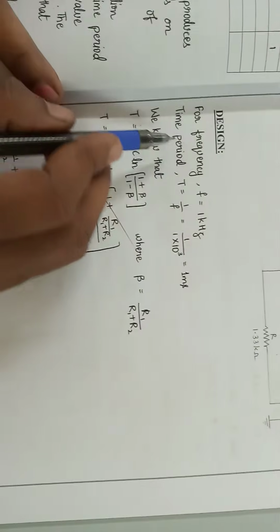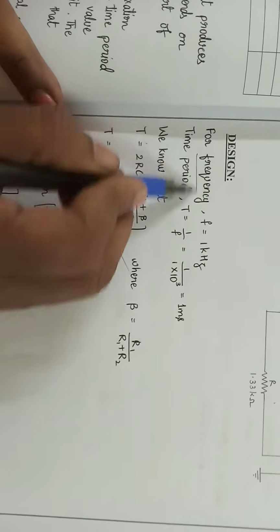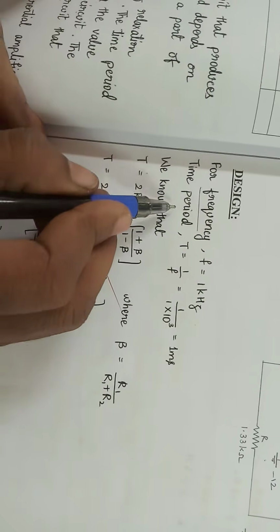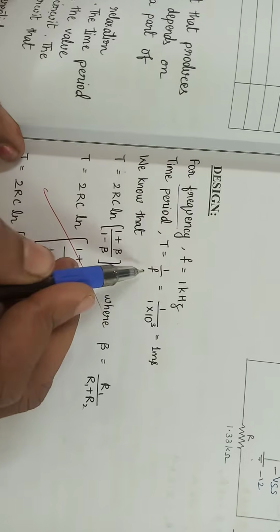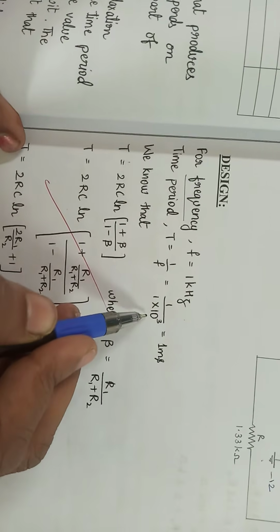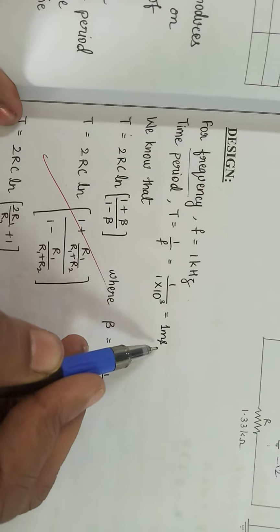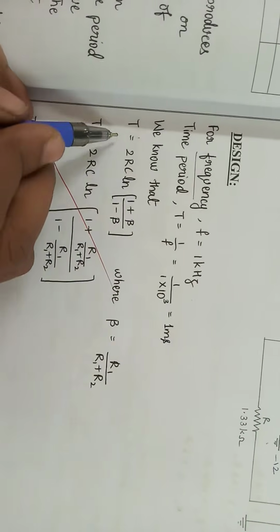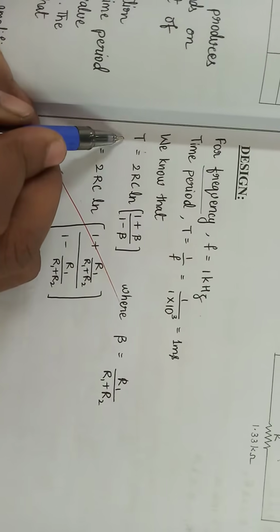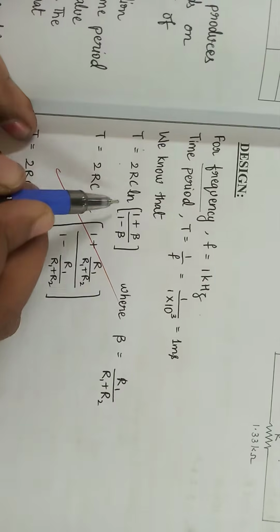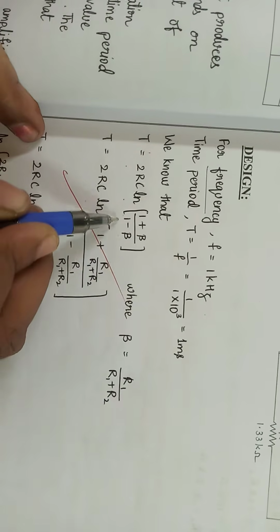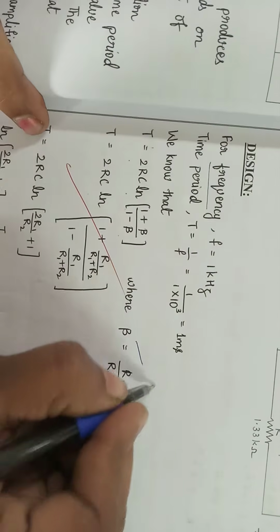Then we can go for the design part, where the given frequency is 1 kHz. We know the normal formula, the time period T is equal to 1 by F, which is 1 divided by 1 into 10 to the power of 3. That is 1 millisecond. Next, we don't have any derivation, you can just take that formula. T is equal to 2 RC ln (1 plus beta) divided by (1 minus beta). The beta is a feedback factor.